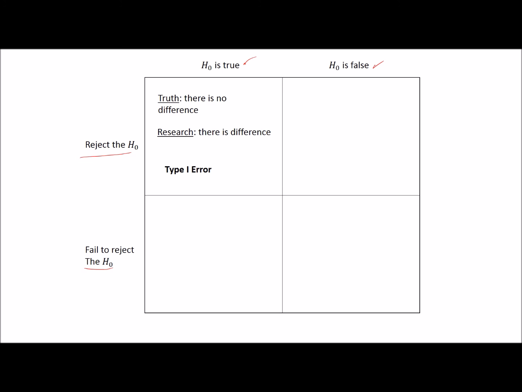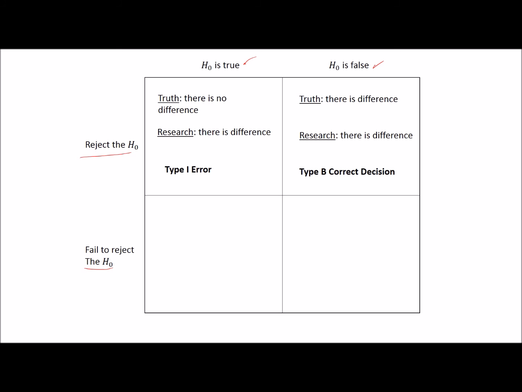Now let's take a look at another way of looking at this. Let's say we reject the null and the null is actually false. Well, in that case, the truth is that there is a difference. And our research has concluded that there is a difference. In which case, that's known as a type B correct decision. And that's a good thing.